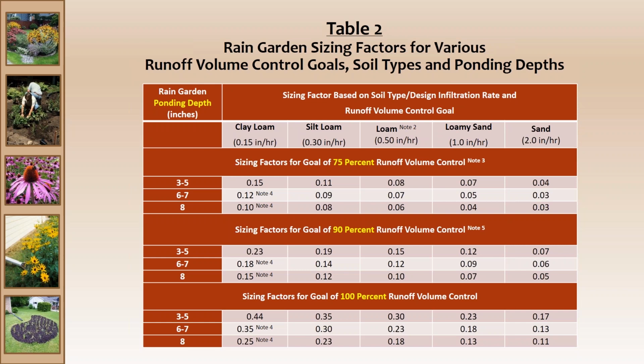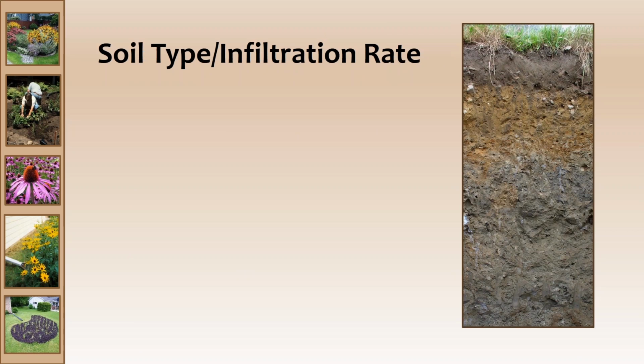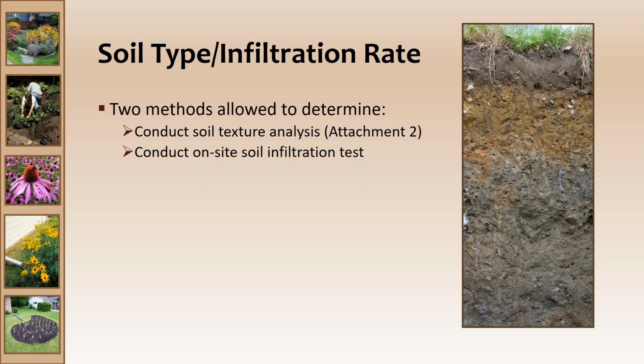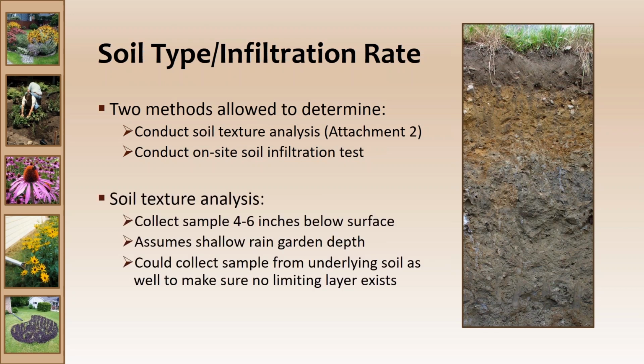So like I was saying, you have the design factors in yellow, but then you have these 5 columns of soils, and you have to figure out which one is the right one to use. So that'll be the next part of the standard: the soil type or the infiltration rate that you pick. There are 2 methods allowed to determine which column you end up in. You can either conduct a soil texture analysis, and we've included an attachment in the standard to walk through that process, and I'll do that on the next slide. Or you can conduct an on-site soil infiltration test.